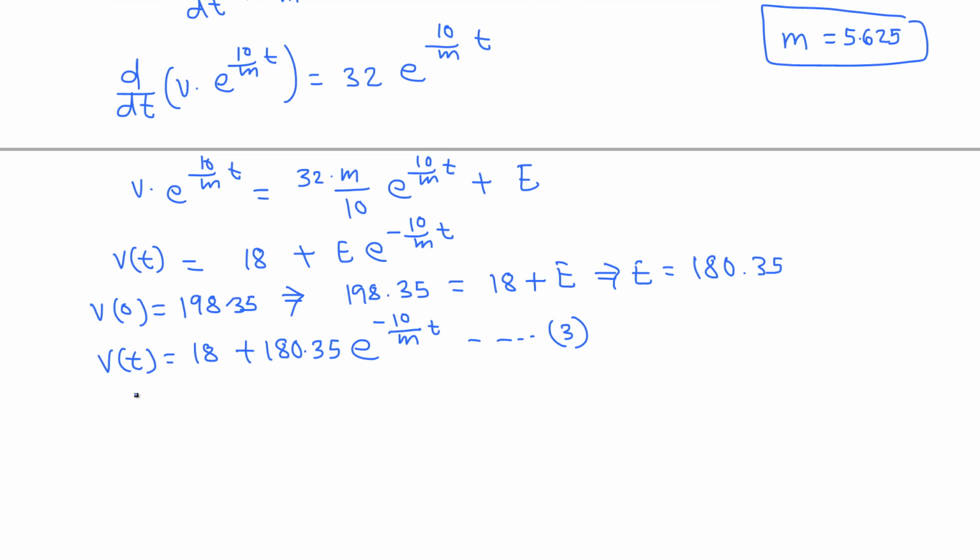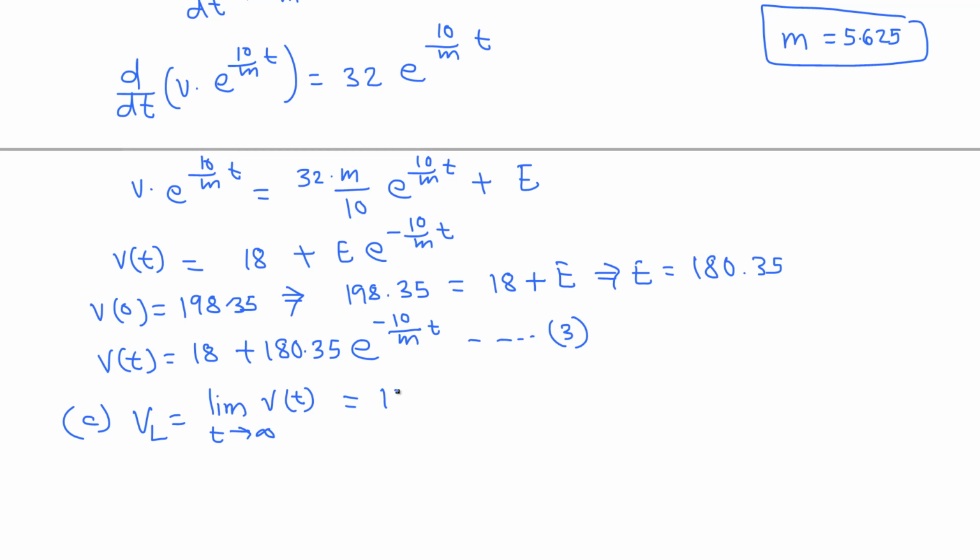And from this we can answer part C, the terminal velocity. Read the question, go back and read the question. V_L means the limiting velocity when time goes to infinity. When time is very, very large, what is the velocity? So that means find the limit of this function when t goes to infinity.